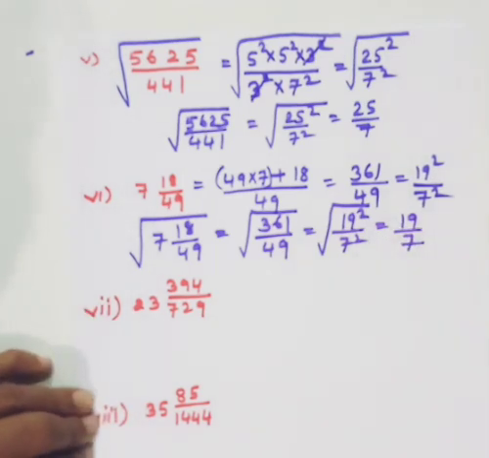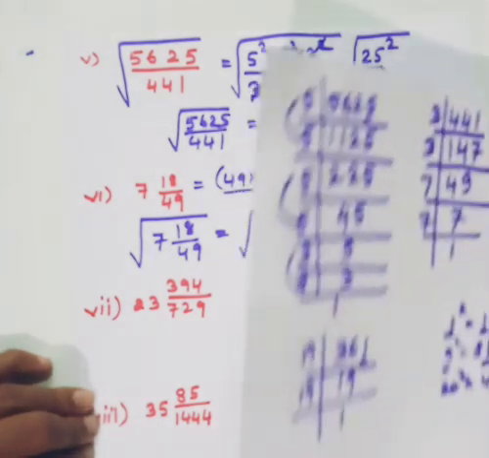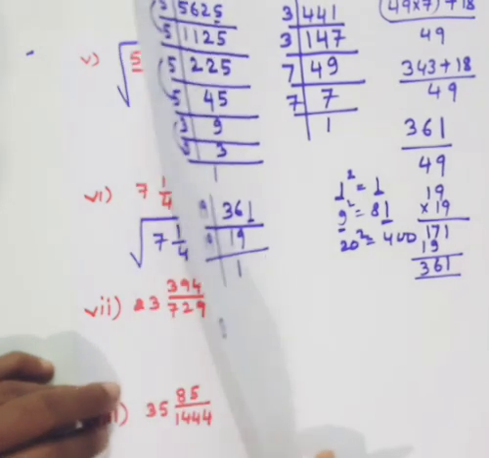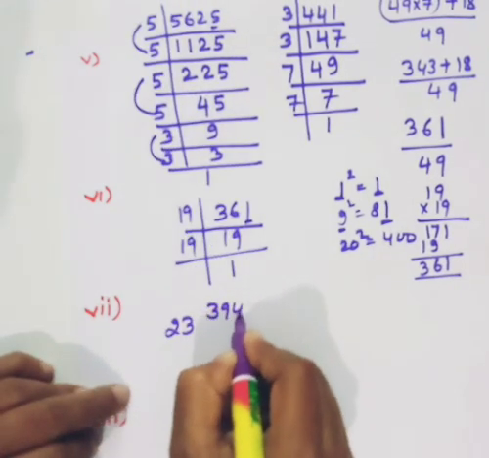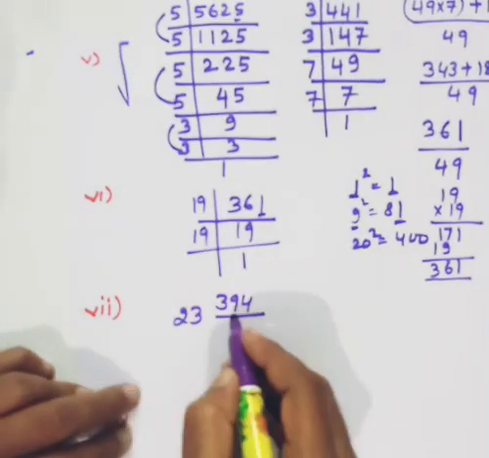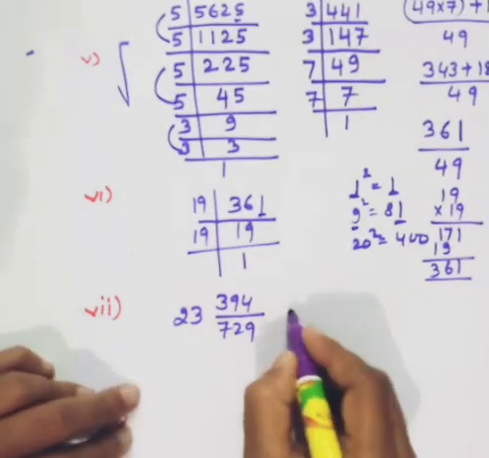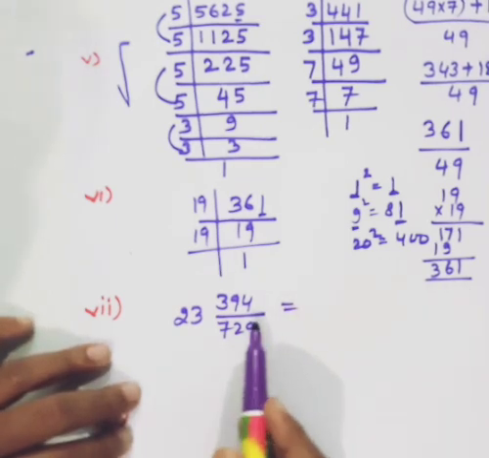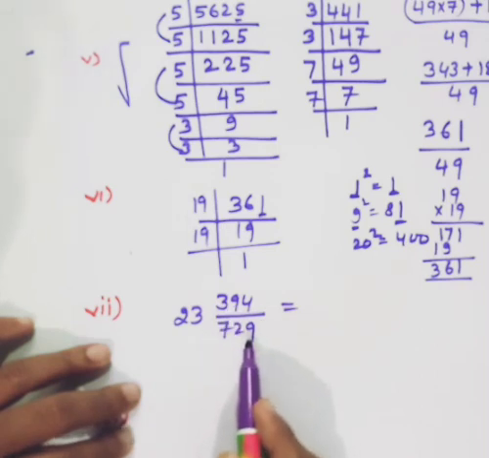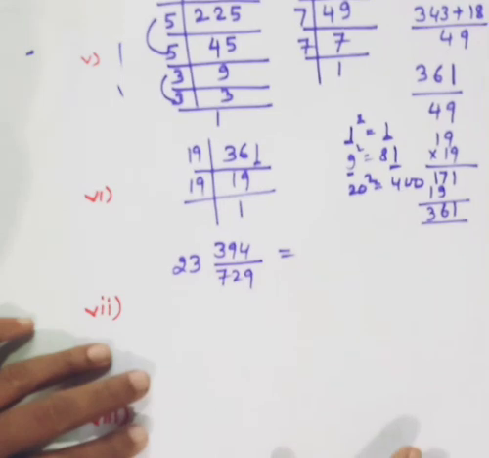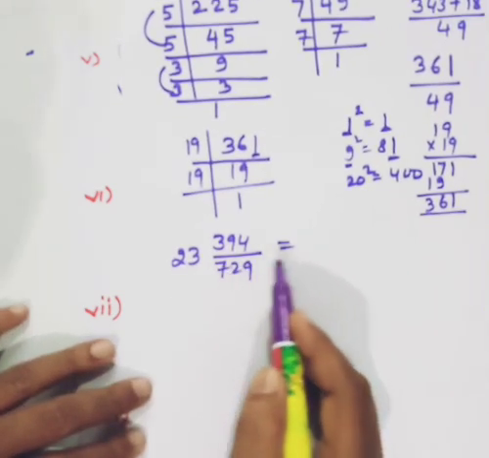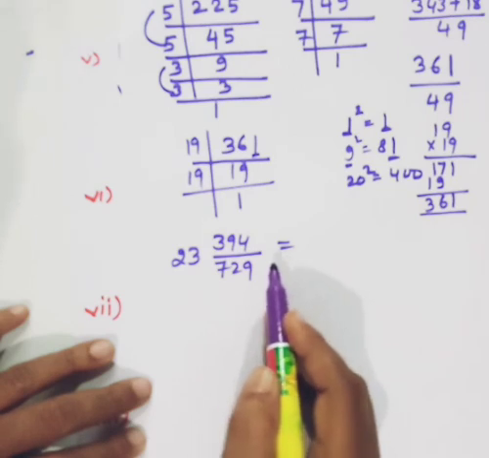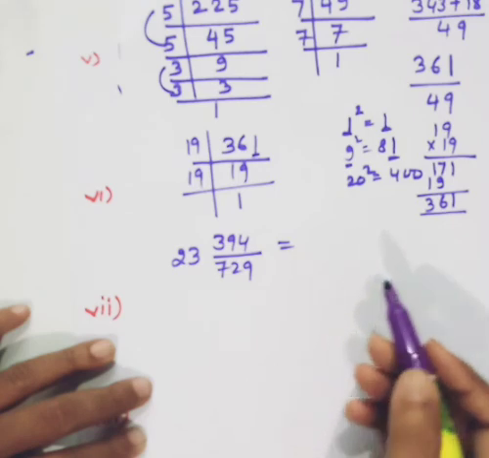Okay. Now let us see the next one. 23 394 by 729. So here also there is no need to panic. It is a little bigger one, but it is a mixed number. You just change it into an improper fraction, and what you need to take care of is the multiplication part, because if you do not do it properly, a single mistake will make your whole sum wrong.